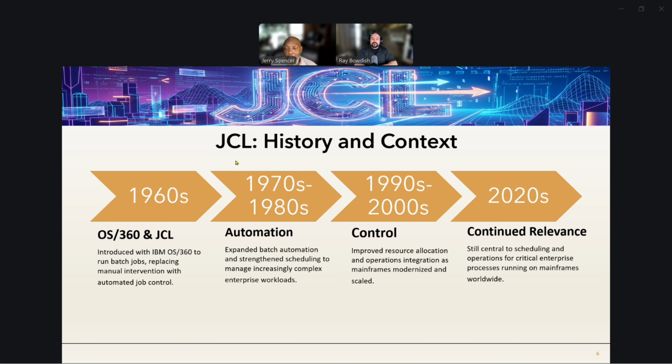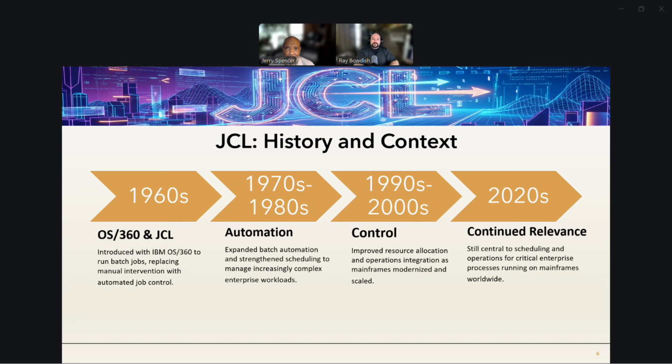All right, so the next thing we're going to look at is the history of JCL. I've been involved in most of this, starting in the 70s. In the 1960s, there was OS/360, and this was the introduction of JCL. It replaced manual intervention with automatic job control. Then we move on to the 70s. This is where I started working, and it gave us expanded batch automation and strengthened scheduling. This is where I learned JCL. It was basic, fundamental.